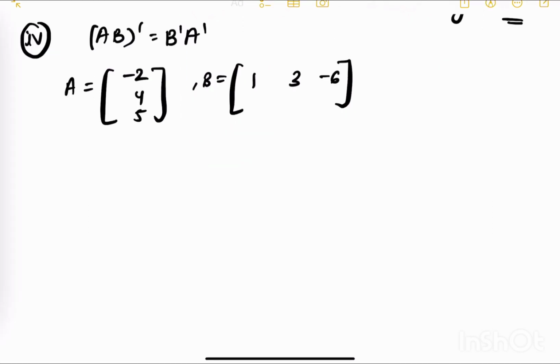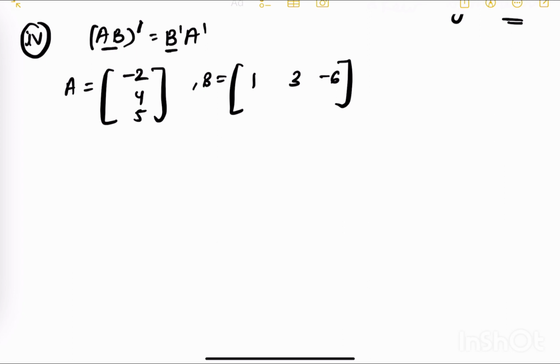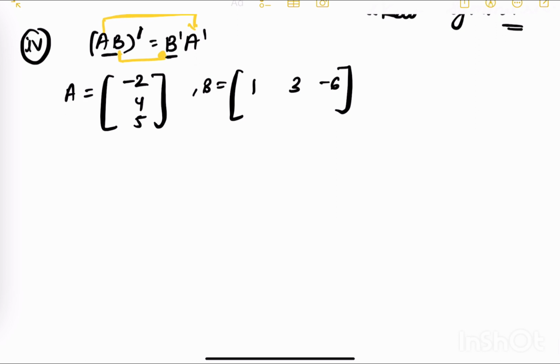So the next property is about multiplication of two matrices, and what if we take the transpose of the product. That will be equal to the transpose of the second matrix in my product, which I've written here, multiplied by the transpose of my first matrix. So as an example, I have considered these two matrices. Now let us first check whether the product AB is defined or not. So what is the order of A? It is 3 cross 1, and if you focus, this is my column matrix. Why? Because it has a single column.